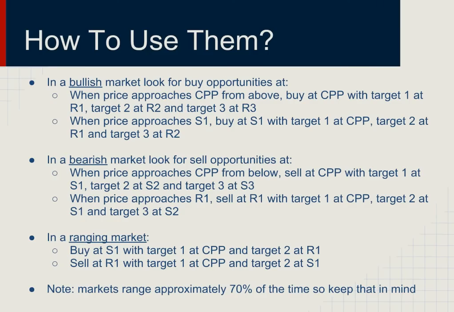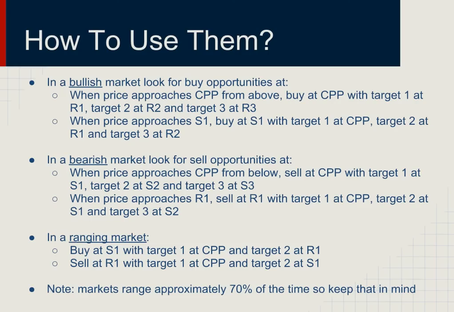So if it is a ranging market, we would basically just buy when price gets down to S1 with target 1 at the central pivot point and target 2 at R1. Also, when price goes all the way up to R1, we would sell with the first target at the central pivot point and the second target at S1. So we would basically just be trading between support and resistance.